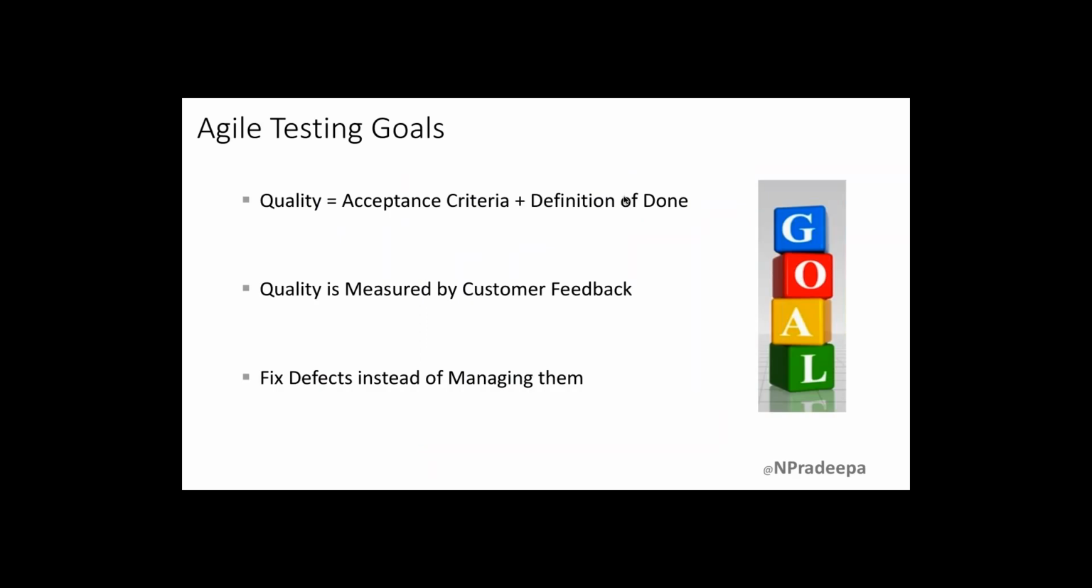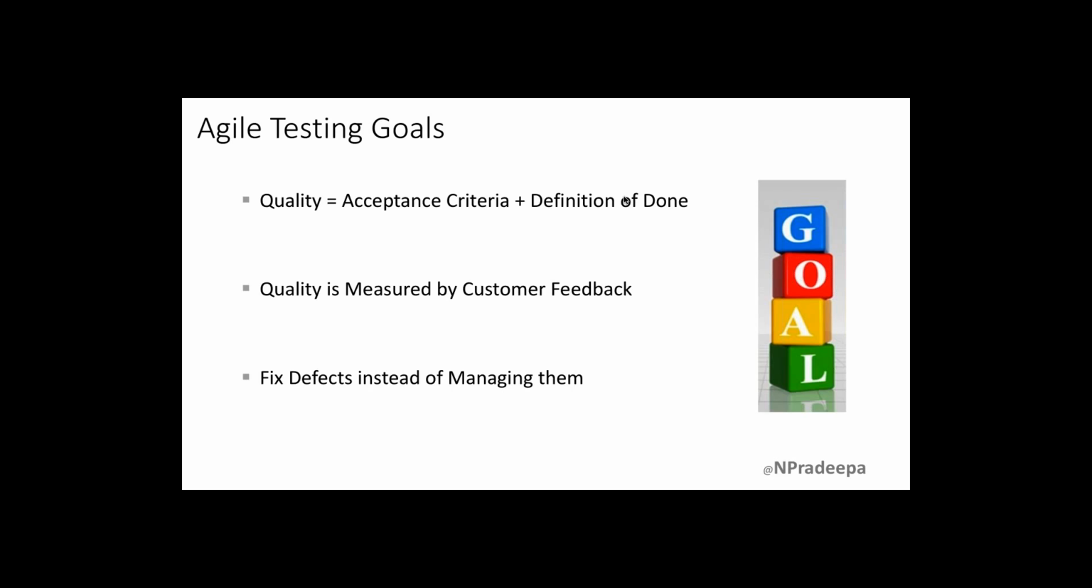So what are the Agile testing goals? Quality equals acceptance criteria plus definition of done. I'm hoping many of you are familiar with what acceptance criteria is, right? It's very specific to a specific user story. On the other hand, a definition of done is the common denominator for all the work that will be done by the Agile team. It's the list of items that will determine the doneness of the work, and it needs to be within the organization's boundaries.